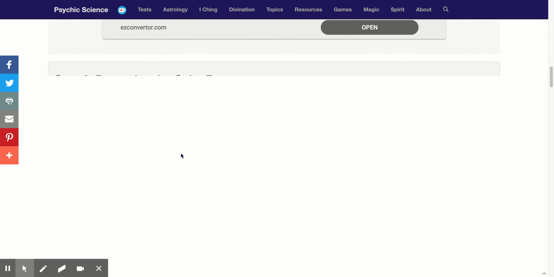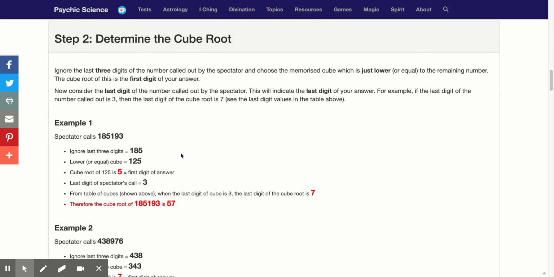So we get step 2. Step 2 says to determine the cube root. Let's say that I give you the cube root of 185,193. Here's what you're going to do. It doesn't matter which one you do first. Here on the website, they tell you to ignore the last 3 digits. So I'm going to ignore 193, and I'm only going to look at 185.